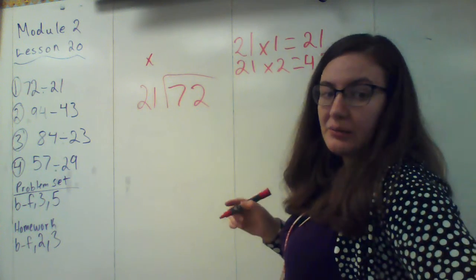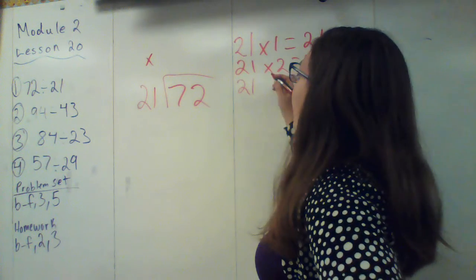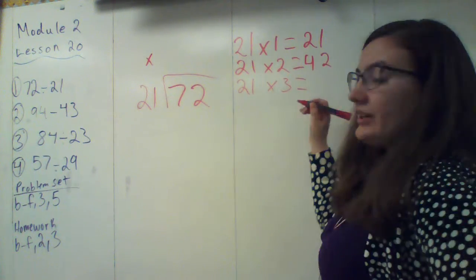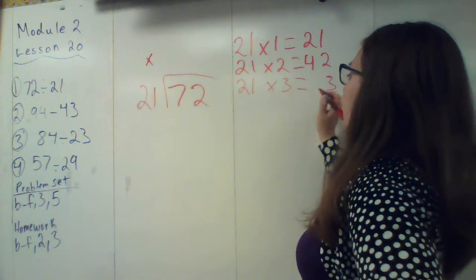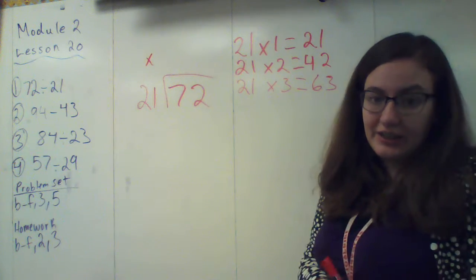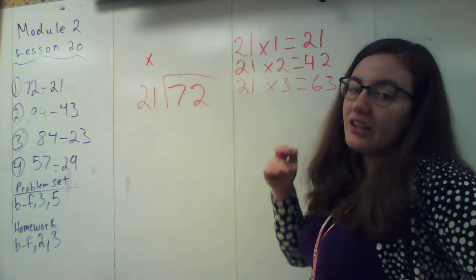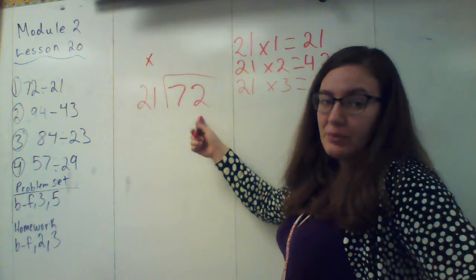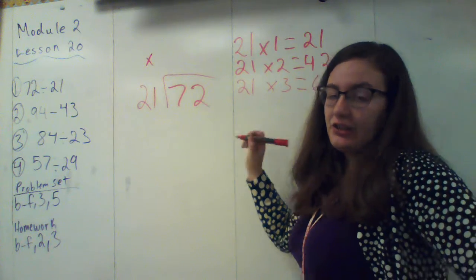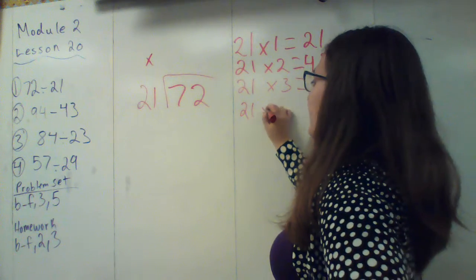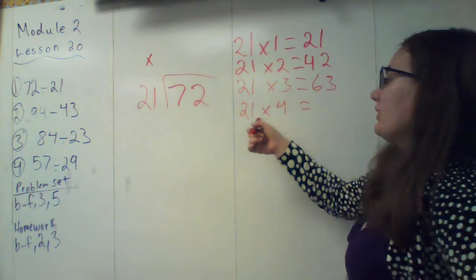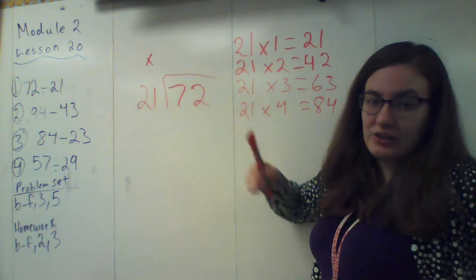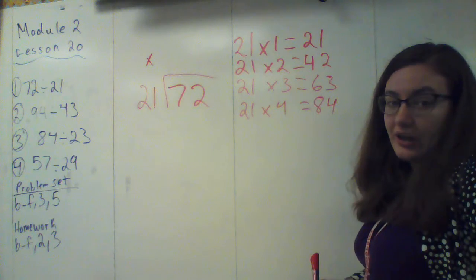I might be able to do something bigger than that, though, so I'll try another one. I have 21 times 3. 3 times 1 is 3, and 2 times 3 is 6, so I have 63. And then you should know to stop right there, because 63 is pretty much as close as you're going to get to 72. If I were to do 21 times 4, the 1 times 4 is 4, 2 times 4 is 8, and 84 is way too big, so that wouldn't work.